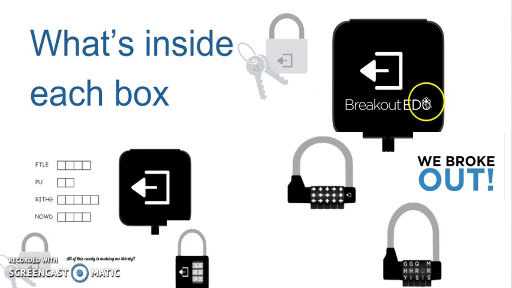In the large box, we are going to have the We Broke Out sign along with the candy. We're going to have the 5-letter word, we're going to have the directional lock, and we are going to have the key, which is going to work to unlock the lock.